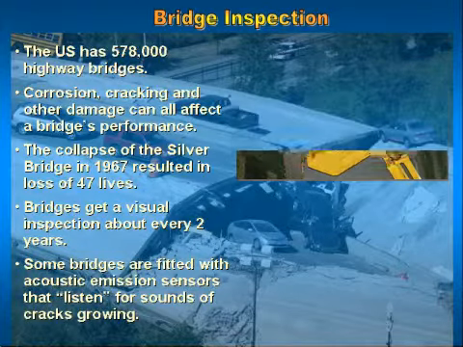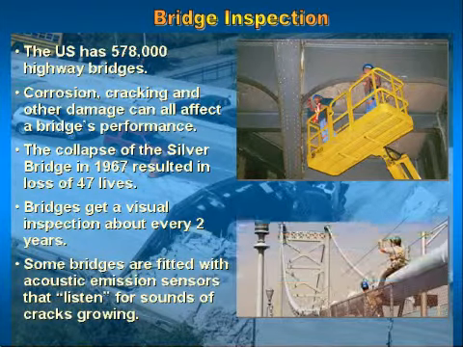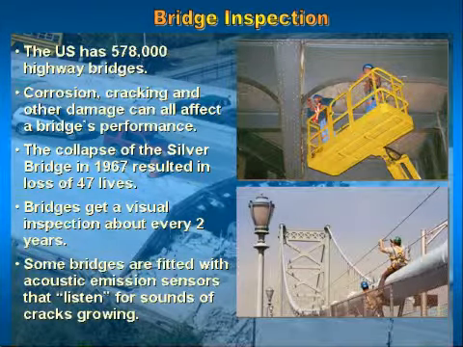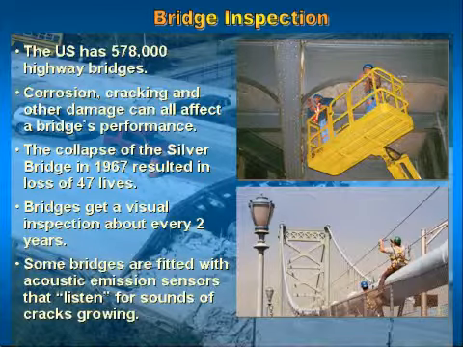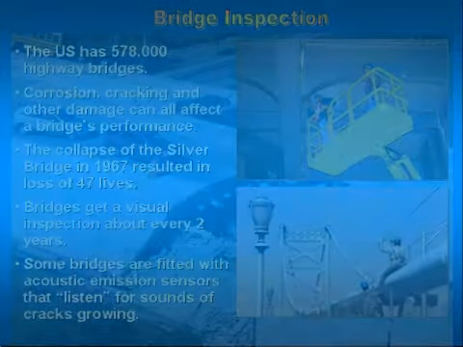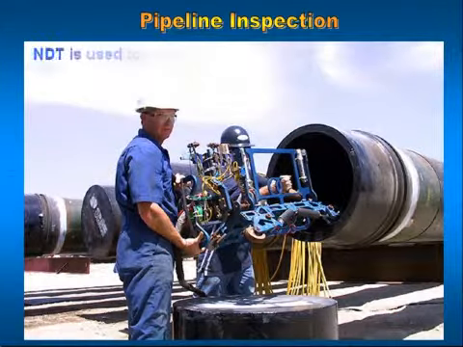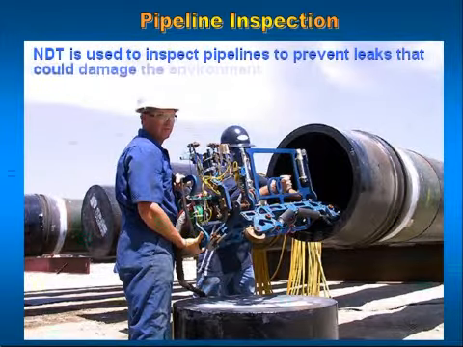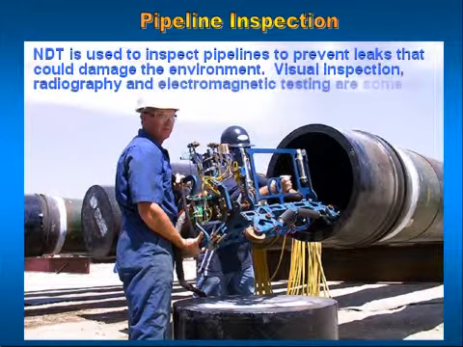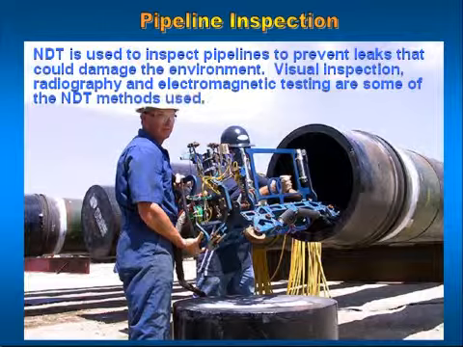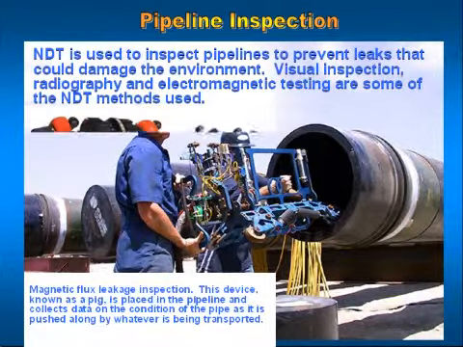Bridges get a visual inspection about every 2 years. Some bridges are fitted with acoustic emission sensors that listen for sounds of cracks growing. Pipeline inspection. Non-destructive testing is used to inspect pipelines to prevent leaks that could damage the environment. Visual inspection, radiography, and electromagnetic testing are some of the NDT methods used.